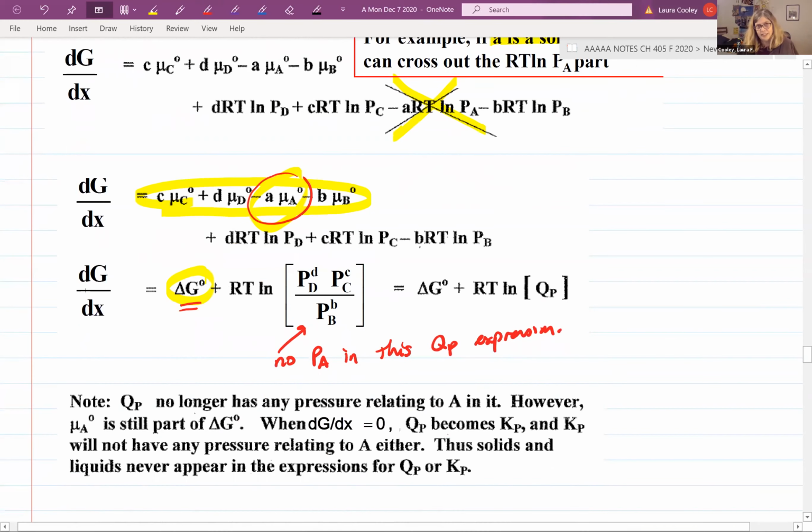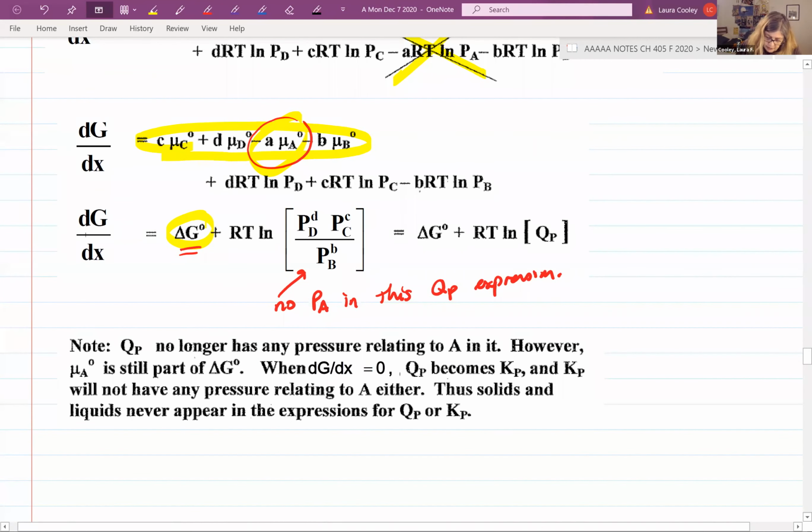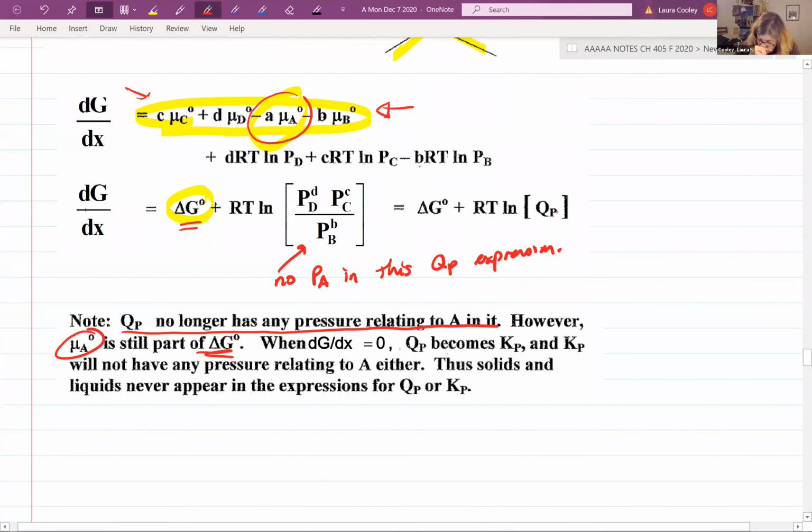That's already done. So you just have to leave out the pressure term. QP no longer has any pressure relating to A in it, but mu A0 is still part of the delta G0 through this term that I've shown you already. Does that make sense? So the QP now just doesn't have the PA in it, but everything about it is the same other than that.